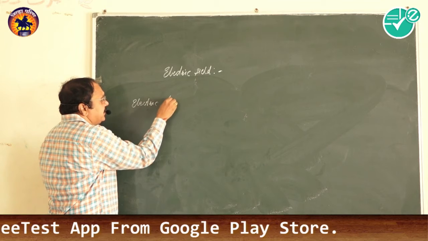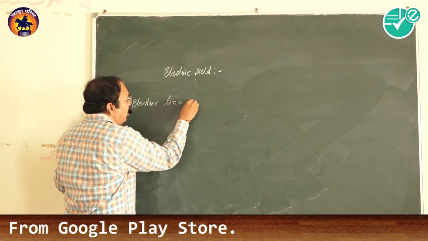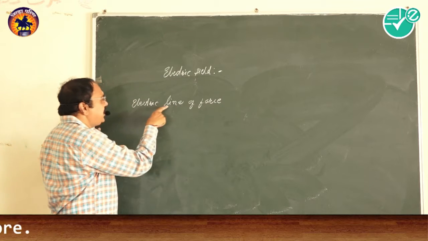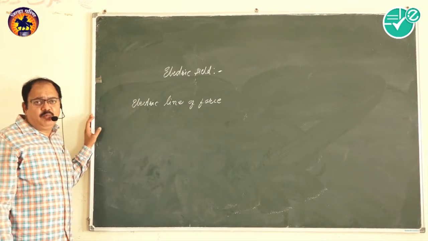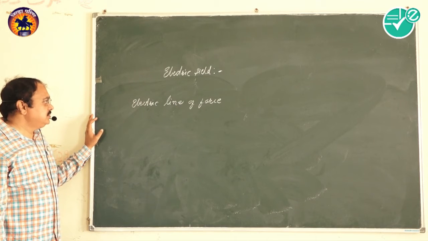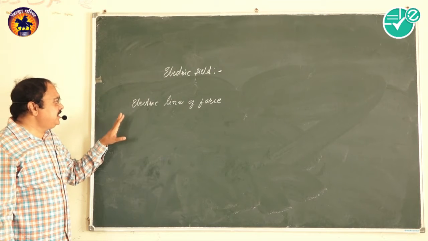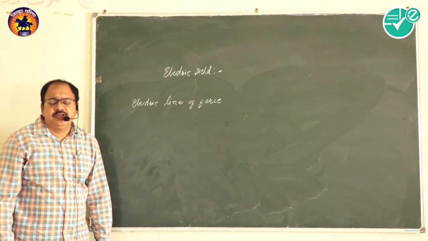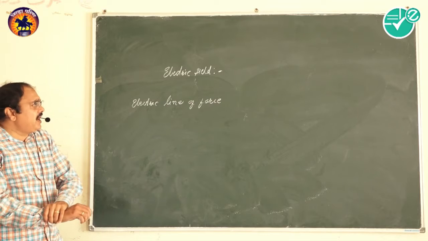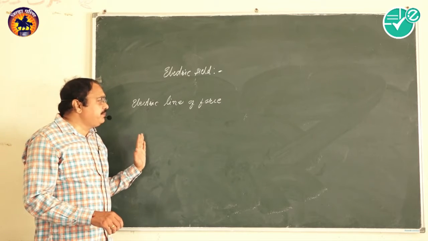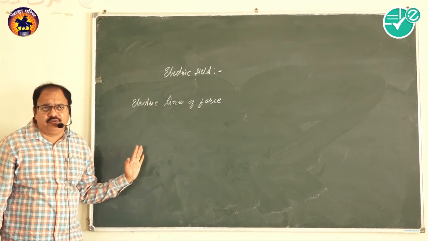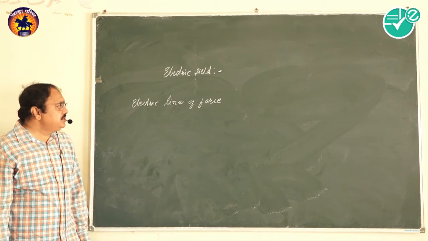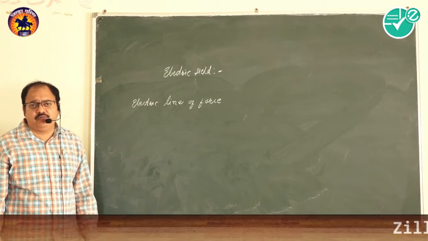This is called electric line of force, and we know that electric line of force is also known as electric field lines. Now, what is the definition? Electric line of force or electric field lines can be defined as the imaginary path along which a unit positive charge can be moved when placed in an electric field. This is called electric line of force.